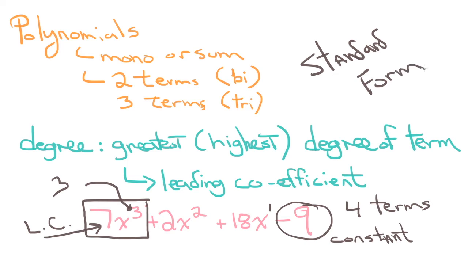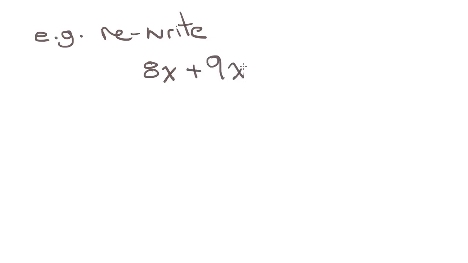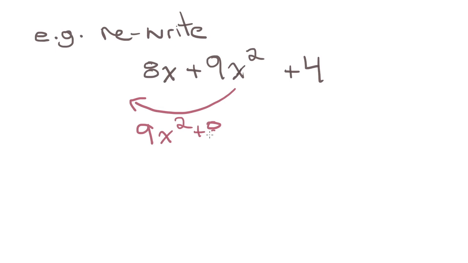So that's a little bit about monomials and polynomials. So let's give some examples. Say I wanted to rewrite properly. Say you had 8x plus 9x squared plus 4. And I said rewrite it properly. You'd have to put this term in front to be a decreasing exponent value. So you'd rewrite it as 9x squared plus 8x plus 4.